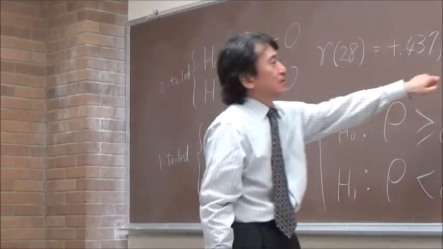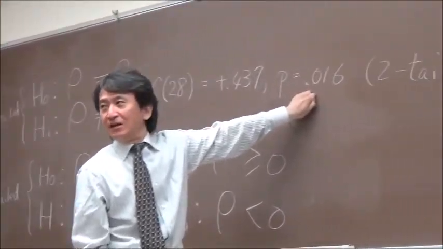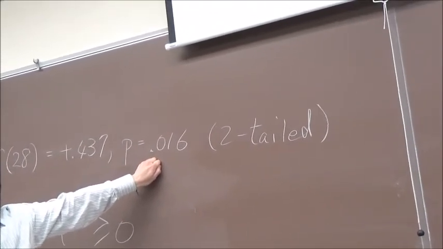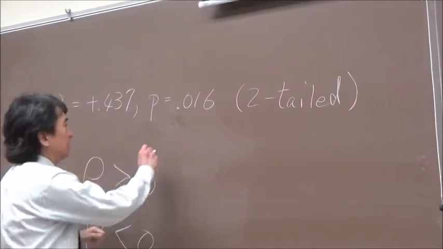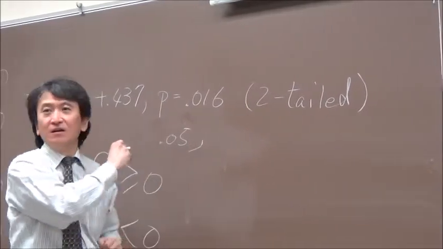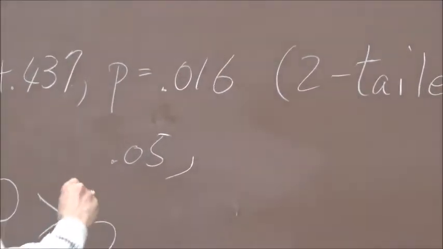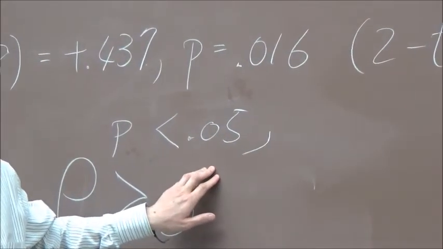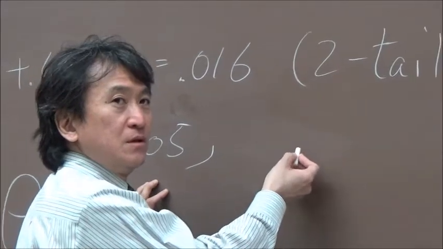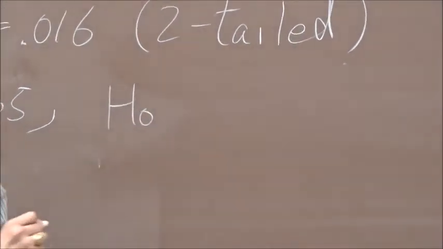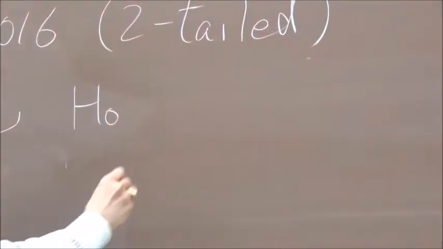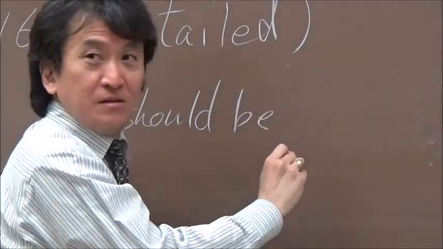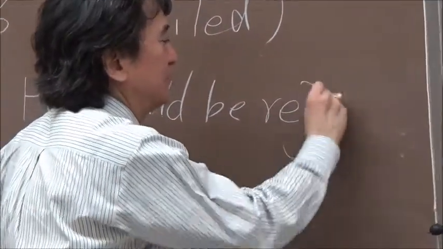Now, how would you say it? Because the p-value is smaller than 0.05, there is significance. Because the p-value is less than 0.05, what are you going to do? Reject. H0 should be rejected. Correct. Excellent.